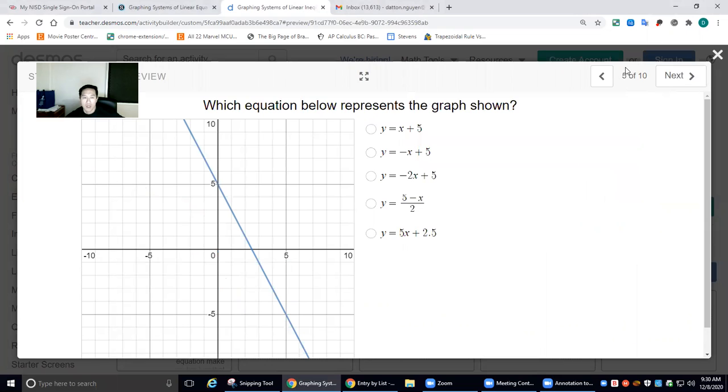So the next one, which equation below represents the graph shown? I'm going to pause for a moment. Number one, let's figure out the easiest thing. Where does it cross the y-axis? Then number two, let's find the slope.